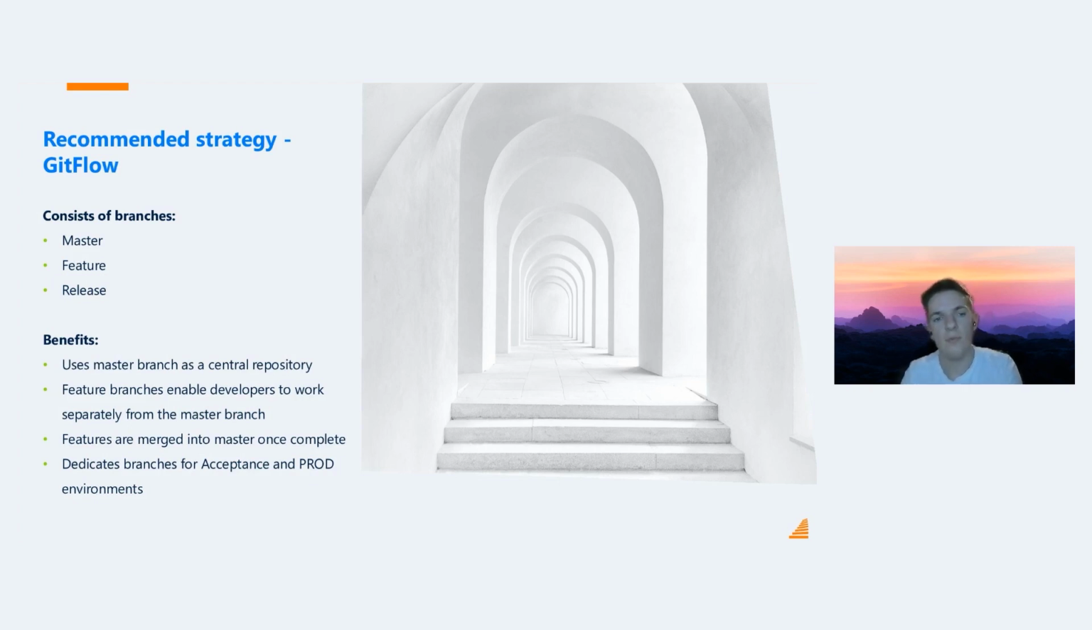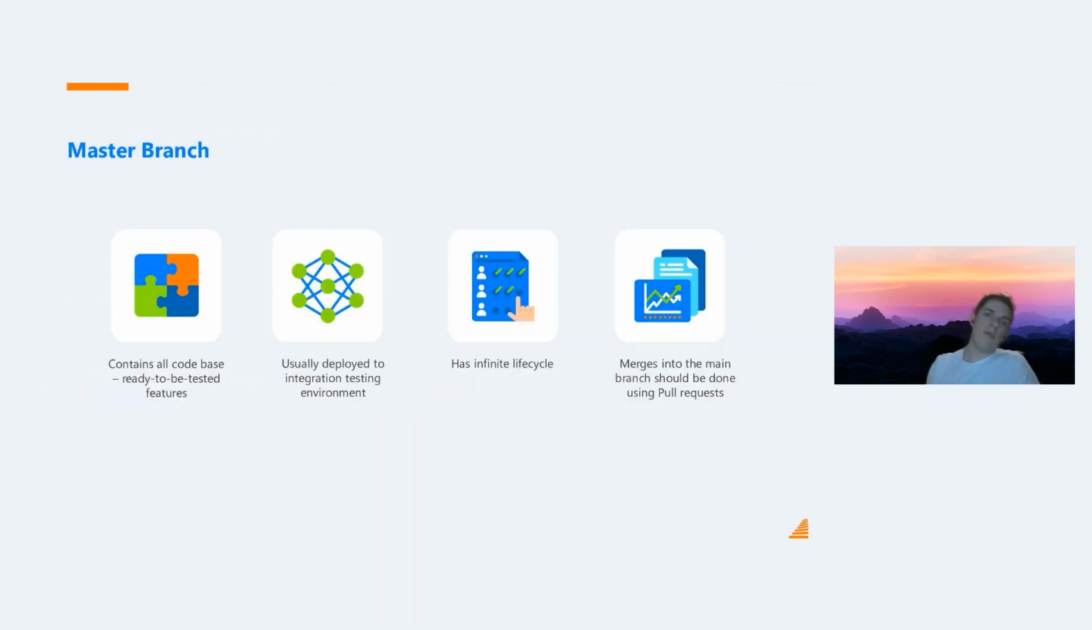Feature branches enable developers to work separately from the master branch. So every developer can work on his own feature branch, and then merge into master. But they will not have any discomfort while they work on the feature branch. So that's another requirement met. Features are merged into master once complete. That again maintains the common code base. And this strategy also has dedicated branches for acceptance and production environments. Now, how to implement this strategy and how to use those branches.